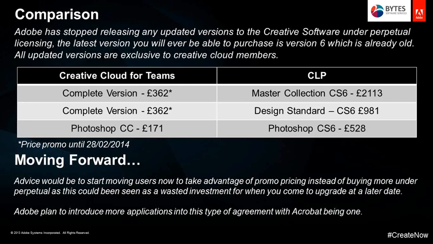So you're getting a few good years out of the latest and greatest version before you even reach the £2,000 limit under CS6. The lowest bundle, Design Standard, costs just under £1,000, and as you can see, the complete version is still a lot cheaper. Photoshop under CS6 and CLP is £528, but under Creative Cloud it's £171. So as you can see, you're getting a lot of value for your money right there. And TLP is going to be a lot more expensive than the CLP prices.